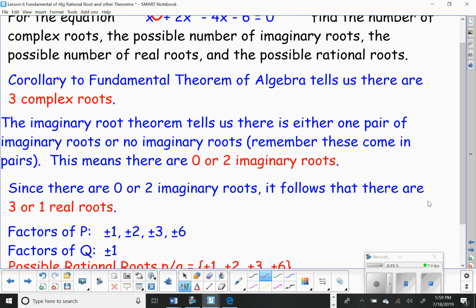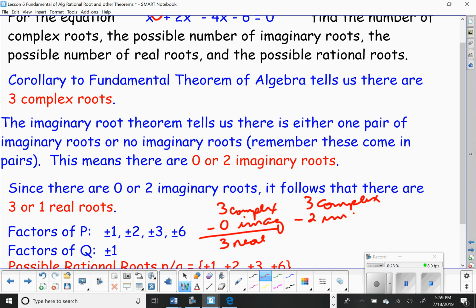How did I get 3? Well, I have 3 complex minus 0 imaginary leaves me with 3 real. 3 complex roots minus 2 imaginary leave me with 1 real. So we always identify the total number, then we identify the possible number of imaginary roots because they always come in pairs, and then the real are the ones that are left over.